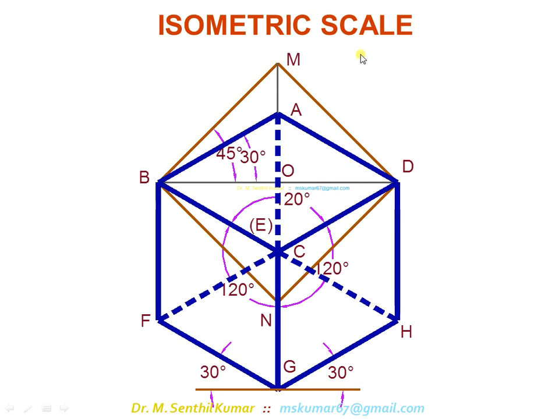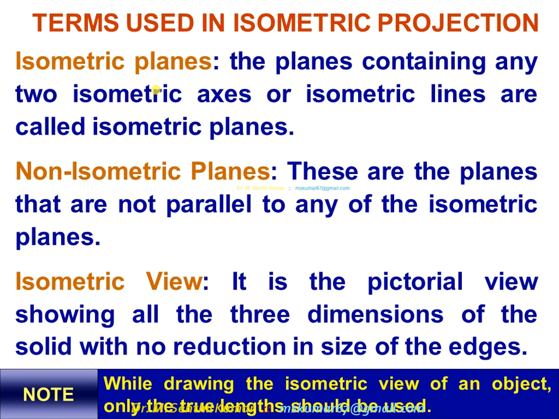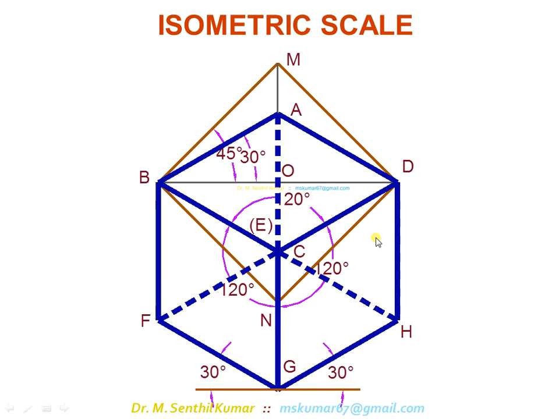Isometric scale. There are two divisions in isometric: one is isometric view and the other is isometric projection. In isometric view, as shown here, the true length should be used. If you use true length, that is called isometric view. Instead, since it is foreshortened, if you use the isometric scale, then that is called isometric projection.